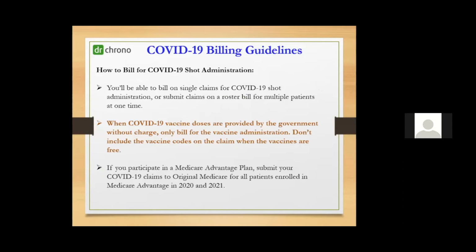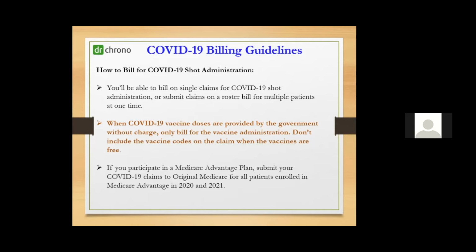The second point to be noted is when the COVID vaccine doses are provided by the government without charge, we need to bill only the vaccine administration code, or the admin code. At no point do the vaccine codes have to be on the claim. Some practices, though, do include the vaccine codes, but as a $0 charge just for the sake of reporting or documentation purposes. So that is also allowed in some cases.